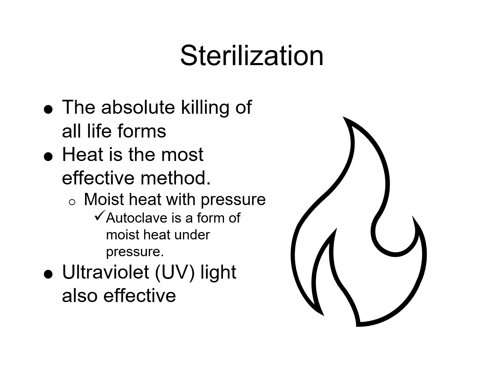All right, sterilization, or achieving surgical asepsis, is the process of killing all life forms. So whether it's a pathogenic microorganism or a friendly microorganism, we're just going to kill it. Moist heat with pressure is the most effective method, and that's what the autoclave provides. It is a high pressure steam oven. Okay, it's like a pressure cooker. Ultraviolet light is also extremely effective.